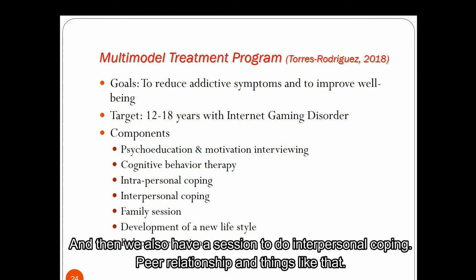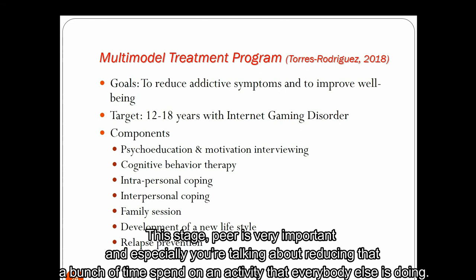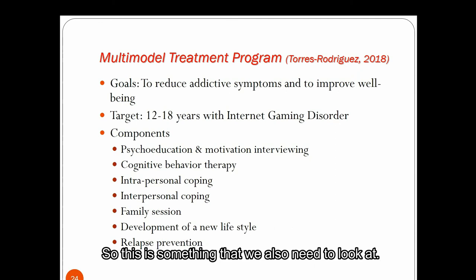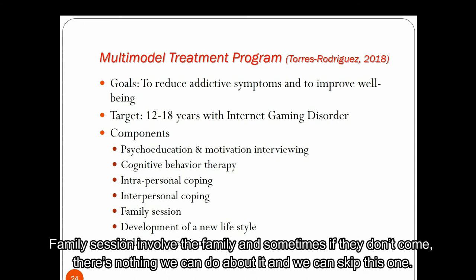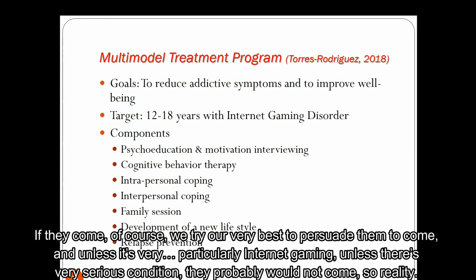And then we also have a session to deal with interpersonal coping, peer relationships, and things like that. At this stage, peers are very important, especially when you're talking about reducing the amount of time spent on an activity that everybody else is doing. So this is something we also need to look at. Family session, involve the family. Sometimes if they don't come, there's nothing we can do about it, and we can skip this one. If they come, of course, we try our very best to persuade them. Particularly with internet gaming, unless it's a very serious condition, they probably will not come. That's the reality.